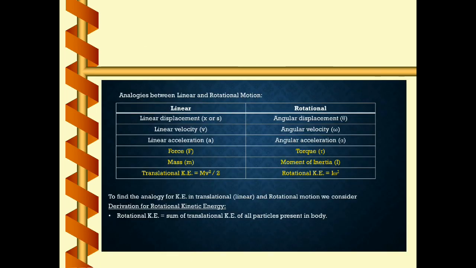Similarly, study the analogy between rotational and linear motion. Linear displacement we mostly denote x or s; angular displacement is always theta. Linear velocity is v, angular velocity is omega. Linear acceleration is a, angular acceleration is alpha. Force we mostly write as F; torque will be tau. Mass is small m, moment of inertia is capital I. Translational kinetic energy, we already know, is half mv square. Rotational kinetic energy will be half I omega square. We will derive it later.